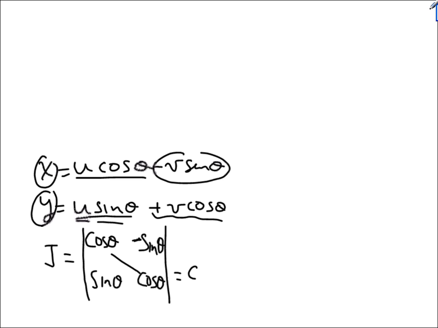This product is cosine squared theta minus, this product is negative sine squared theta. You can change both of those signs and then say, oh, I recognize that identity as 1. Cosine squared theta plus sine squared theta is 1. So that Jacobian is 1. Okay.